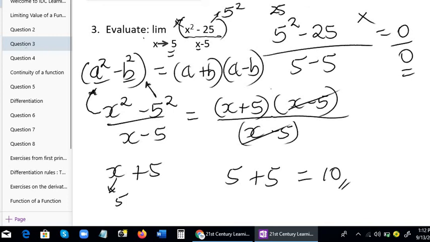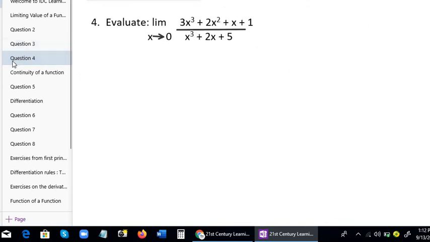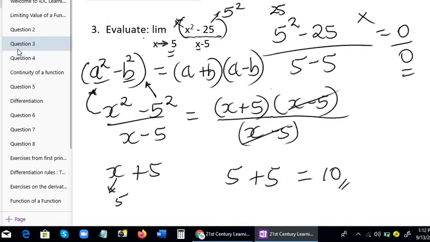Okay, for question 4, just like we did for question 3, we have to break down what we have. We have to break down the function before we substitute the value of x, by using the difference of 2 squares.